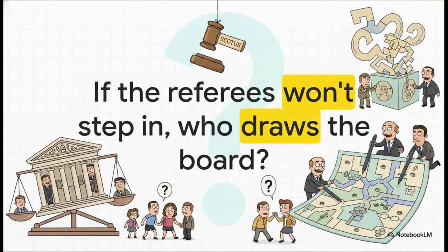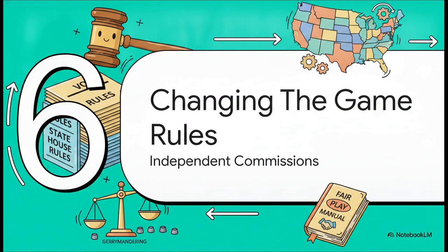Which brings us to a really major crossroads. If the Supreme Court has declared gerrymandering a political question they won't touch, and the Electoral College is baked right into the Constitution, how do we prevent the players, meaning the politicians themselves, from permanently rigging the rules in their own favor? Let's look at Part 6, changing the game rules, House rules, and independent commissions.